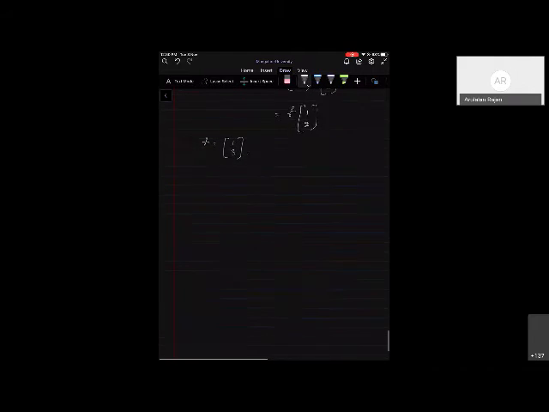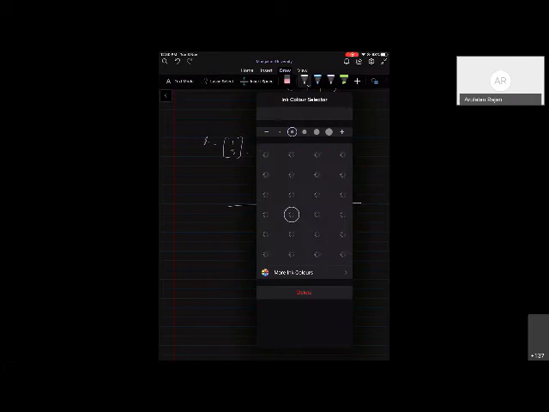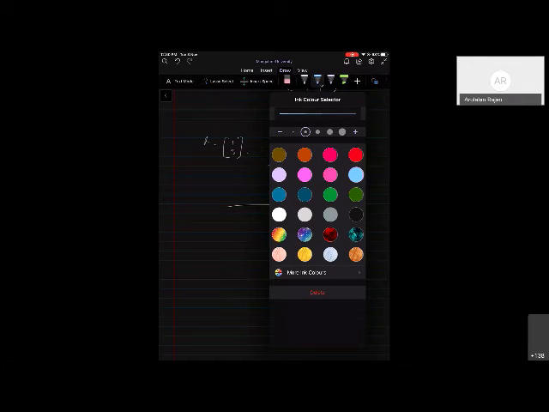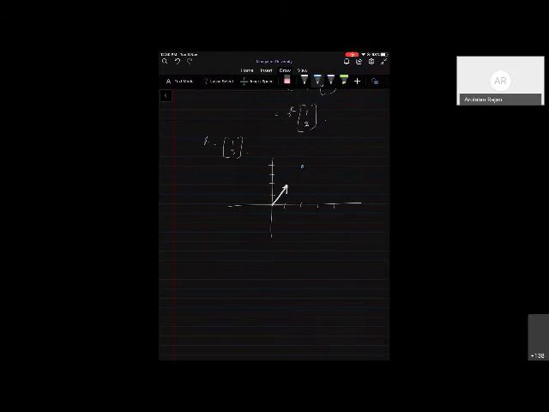Let us again look at where (1, 2) and (2, 4) are geometrically. 1, 2, 3, 4. 1, 2, 3, 4. (1, 2) is basically this point. (2, 4) is basically this point. Where is (2, 4)? (2, 4) is also along the same direction. This is the vector (2, 4). This is (1, 2).